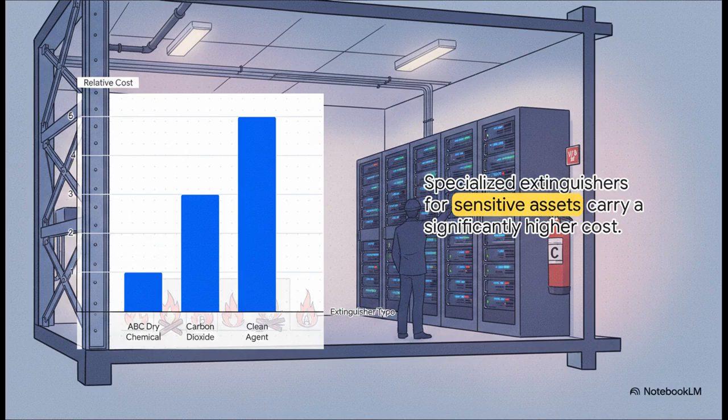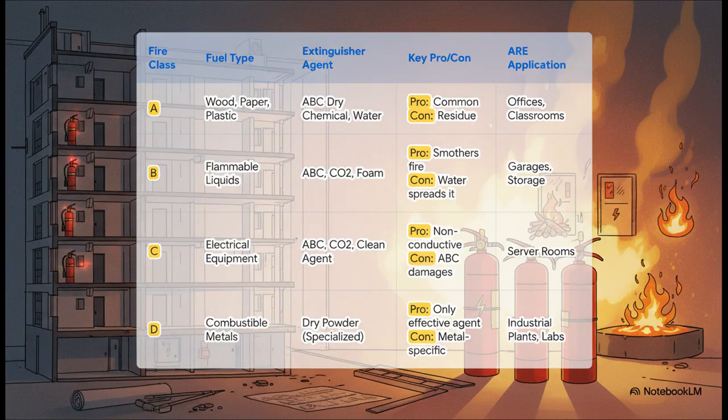First up, let's talk about money, because you know that's a huge part of the PPD exam. It's pretty obvious from this chart, right? There's a massive price jump from your standard ABC extinguisher to those specialized clean agents. Your job as the architect is to know when to justify that higher cost by identifying the specific, high-value assets that need that extra protection. And here it is, the whole thing on one slide. This is your master chart. Seriously, pause here if you need to and just soak this in.